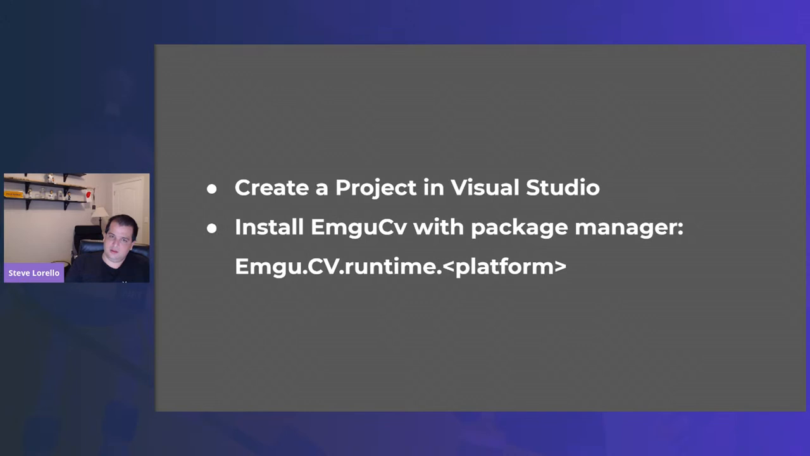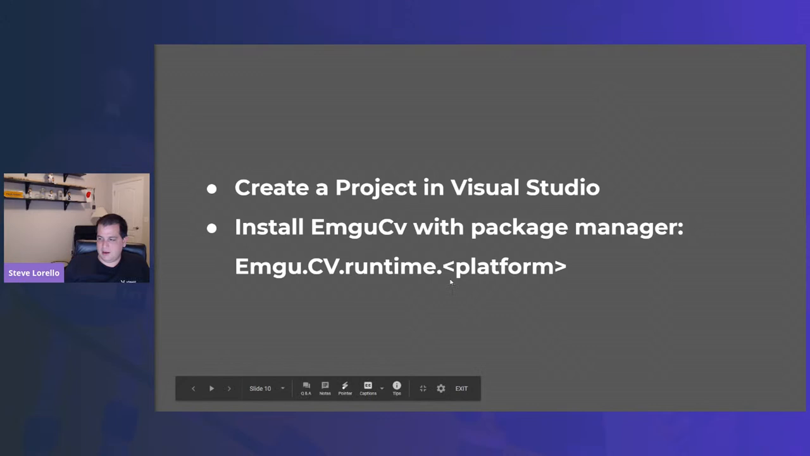So to actually use OpenCV, just create a new project. For these, we'll be basically using just a console app for the basic ones, and then we're going to be using a WPF app later. Then you just install the Emgu CV runtime package from the package manager. So for example, Emgu.CV.runtime, and I'm on Windows, so .windows.